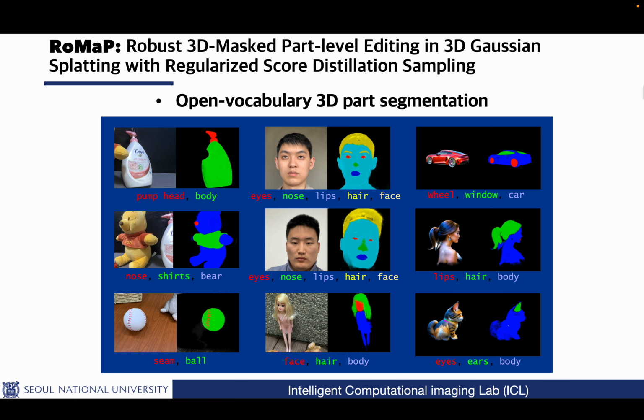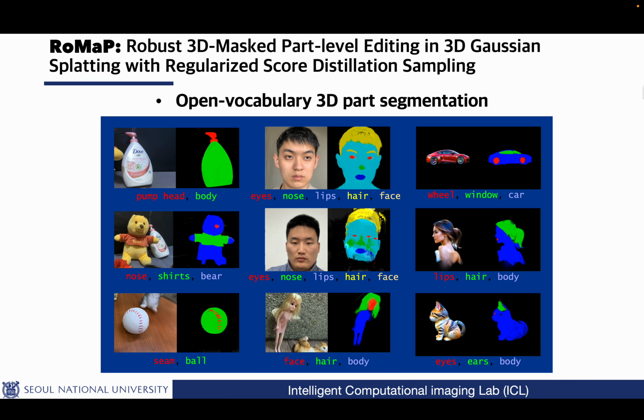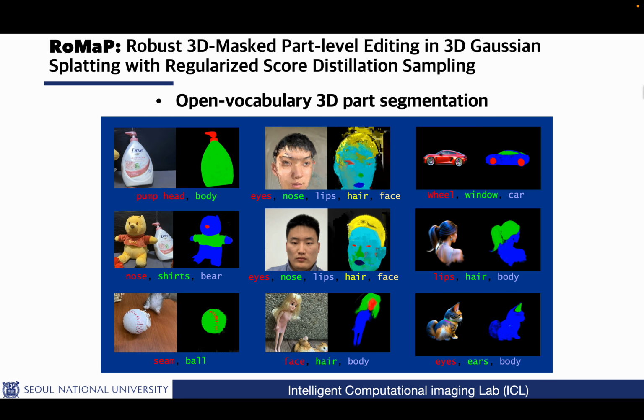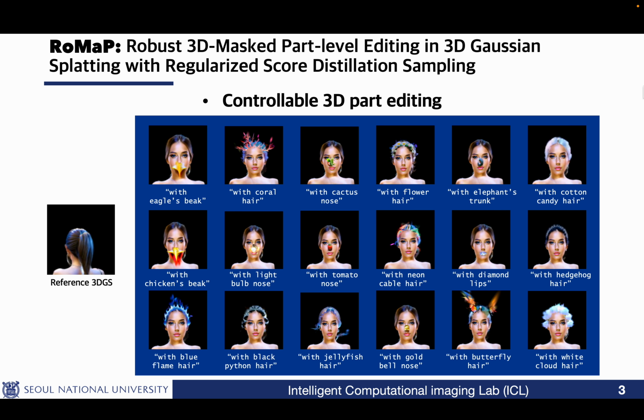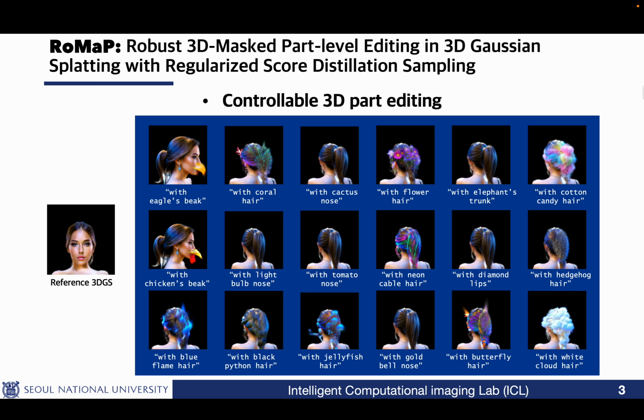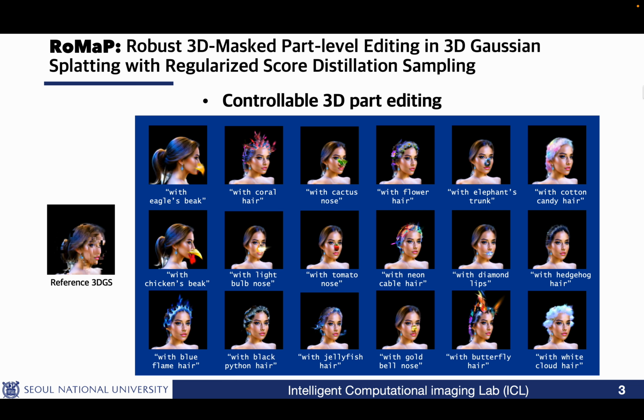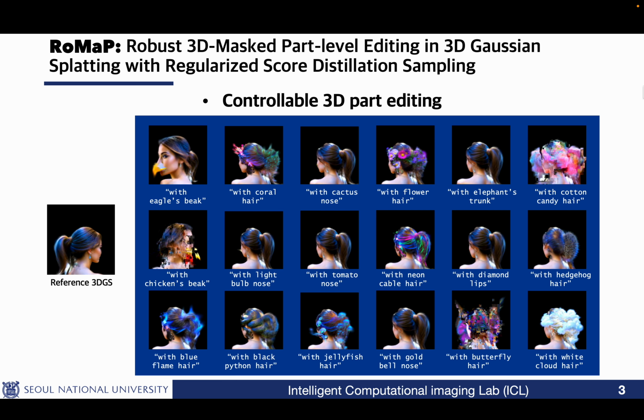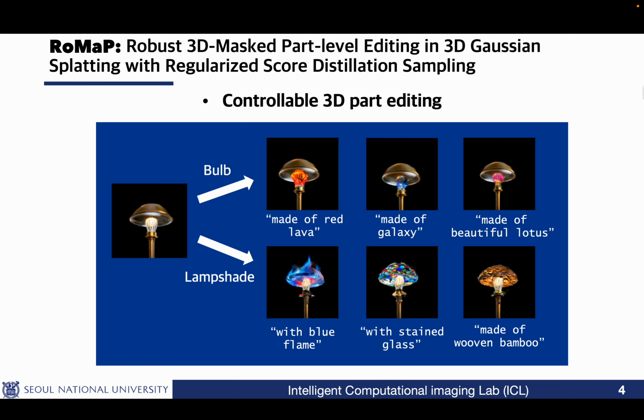For 3D part segmentation, our method achieves strong part-level results even under open vocabulary settings. For 3D part editing, RoMaP enables highly controllable edits. For example, we can change her hair into coral, or we can separately edit objects like a bulb and a lampshade, showing strong part-level controllability.